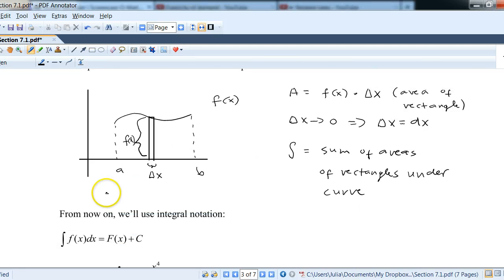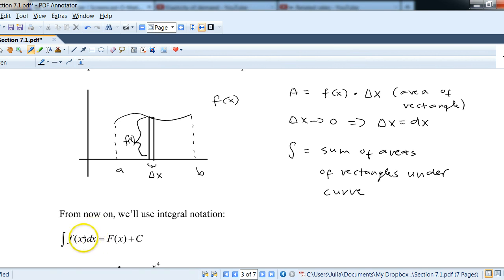So from now on, we're going to use this integral notation, this fancy S. So you've got to practice writing it. Mine looks a little bit more like an S than this, the typed version, but that's okay. So we'll use the integral notation, and this is what we're going to use. An integral, notice how we have the sum. This is what the integral stands for: the length, which is f of x, times the width, which is dx.